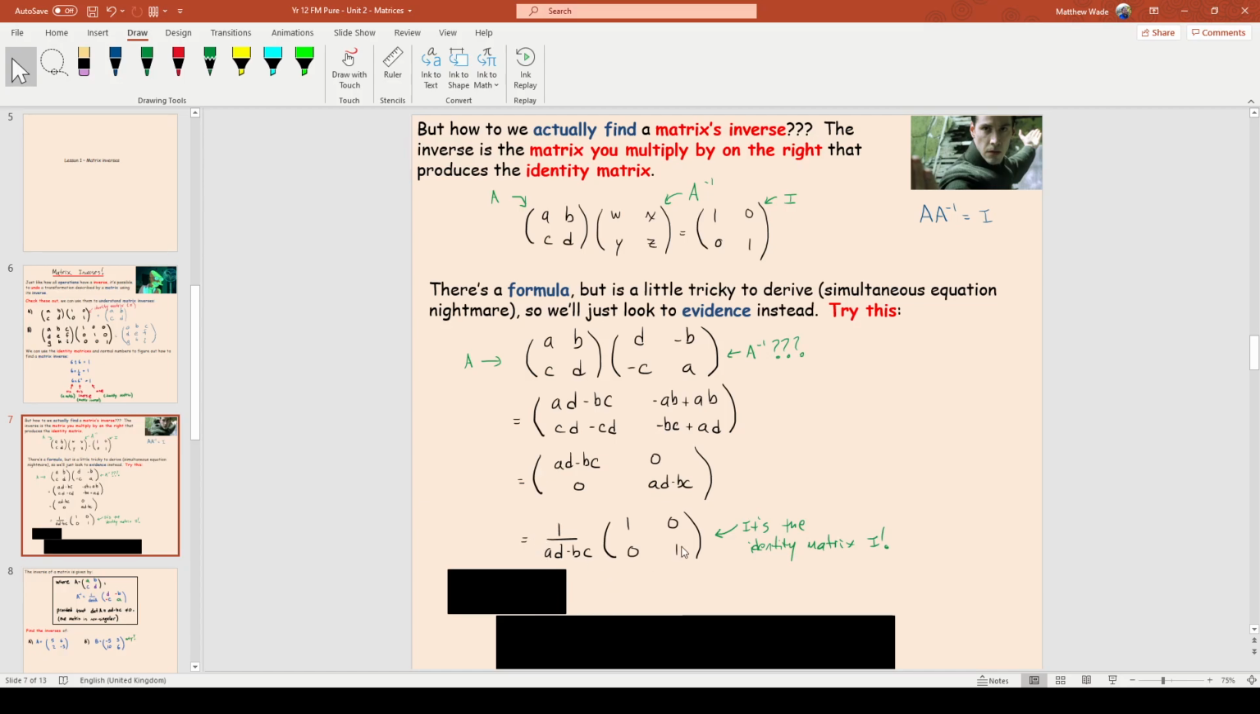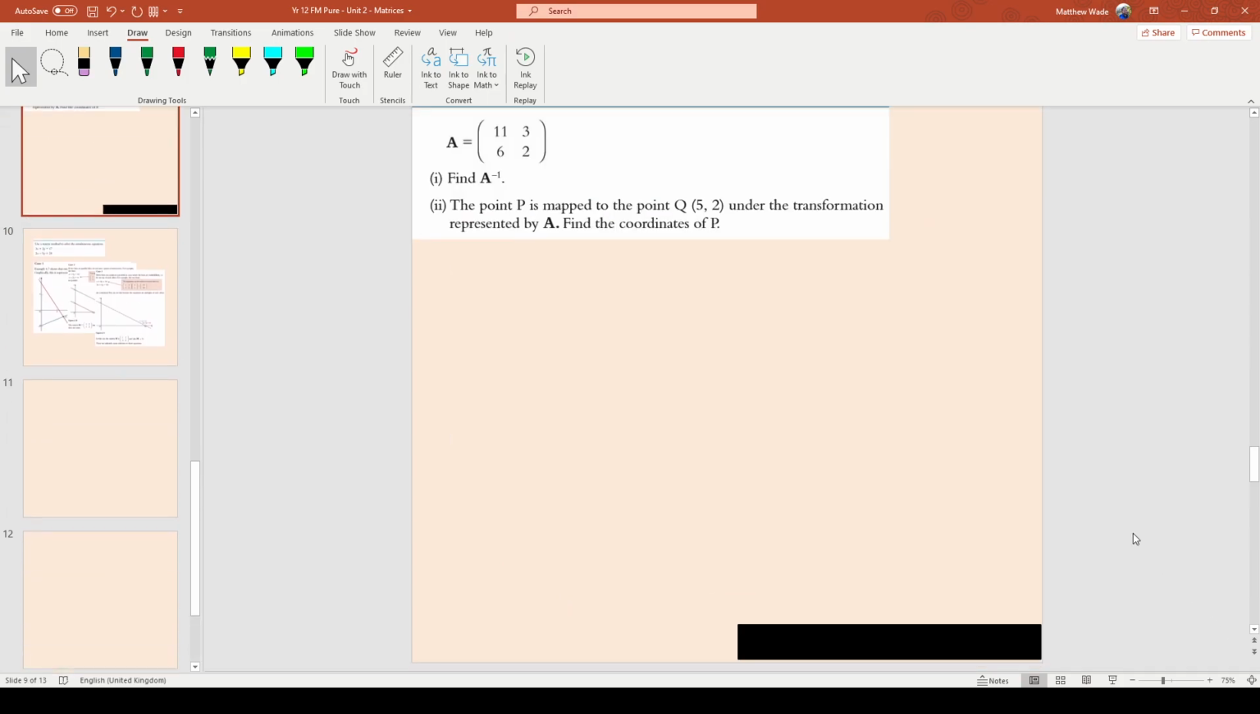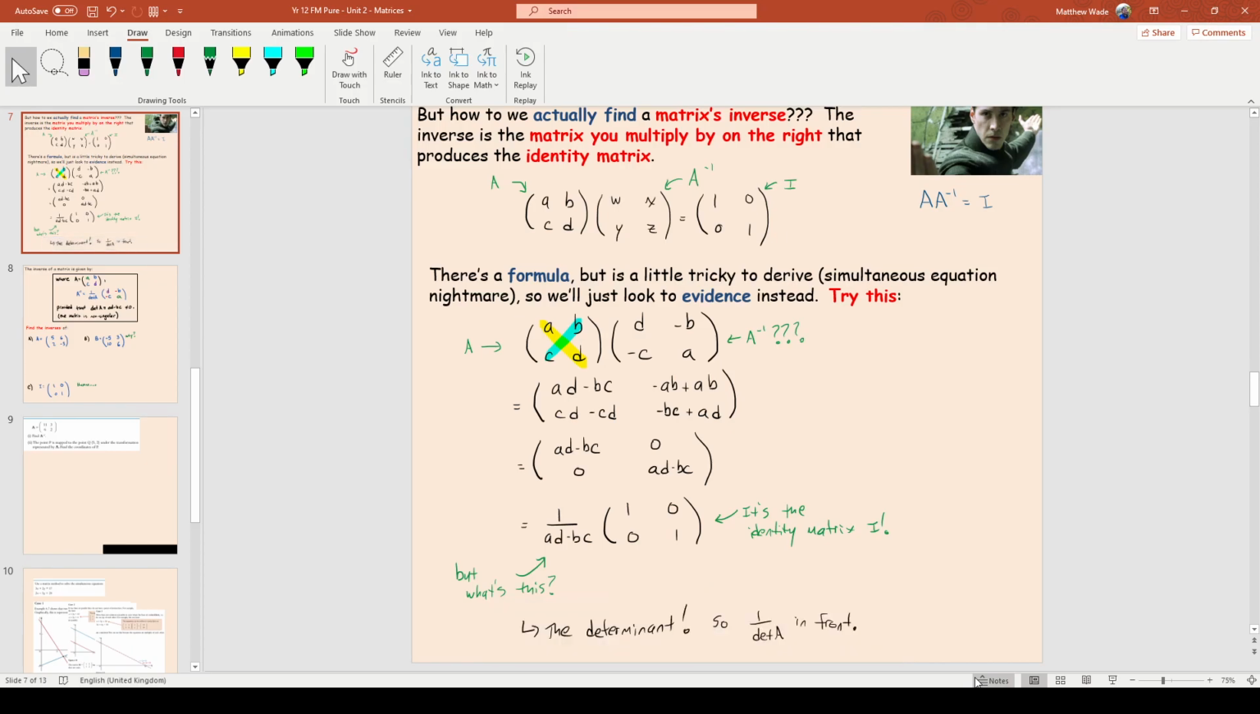But AD minus BC, have you seen that anywhere before? Does that look familiar? AD minus BC. Does that look familiar? Oh my gosh, yes, what is it? It's the, oh shoot, oh no, did I just erase a slide? Oh no! Oh, okay, that's okay, panic over, yeah. That might have ruined my flow a little bit, but that's okay. Have you seen that before? Yes, you have! It's the determinant!